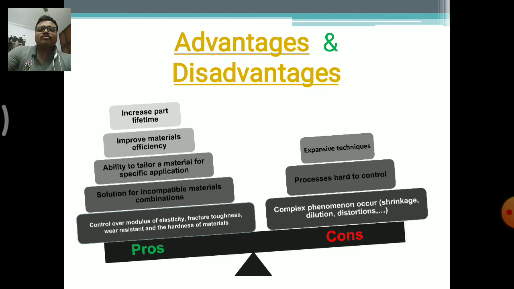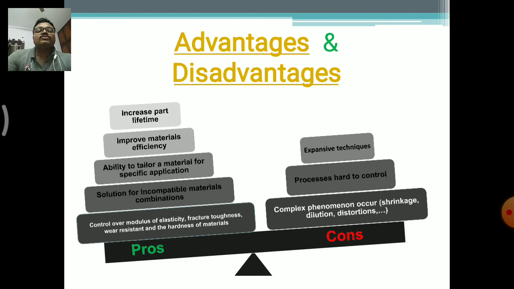Next one is improved material efficiency. The work and the processing of the material can be improved by using FGM material. Next one is the ability to tailor a material for a specific application. What is meant by the ability to tailor a material? It means the ability to generate a process as required, that is the ability to tailor it.